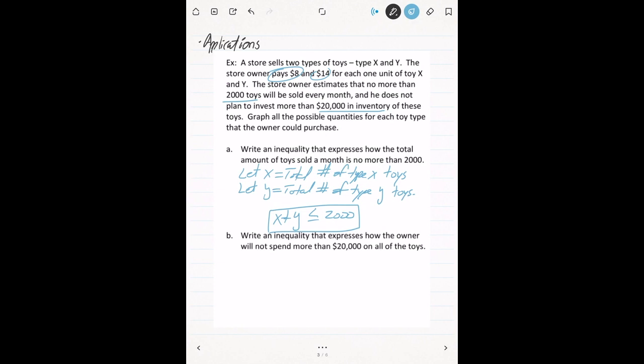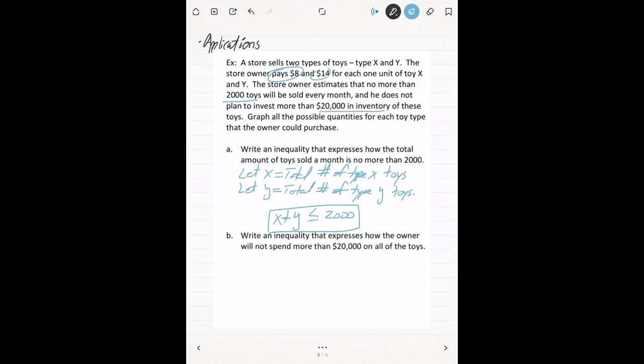Let's take a look at the next situation where we now want to write the inequality that discusses the cost or the investment. Write an inequality that expresses how the owner will not spend more than $20,000 on all of the toys. So we don't want to spend that much money. Again, we can say X is the total number of type X toys sold. Y is the total number of the other type of toys sold.